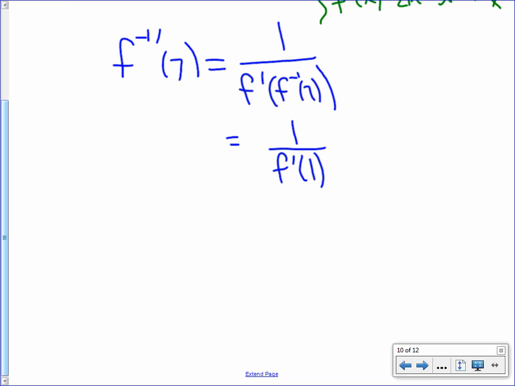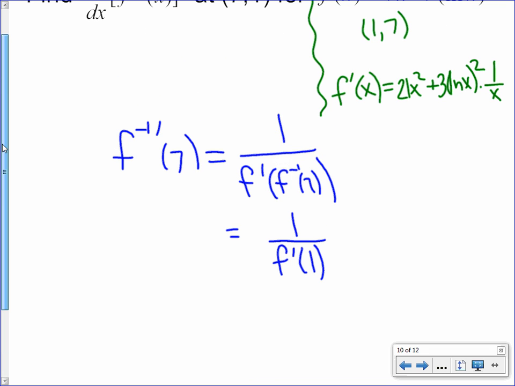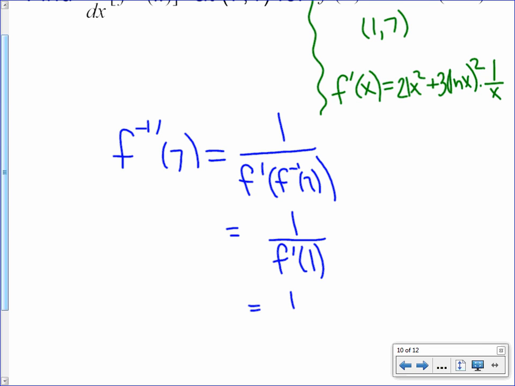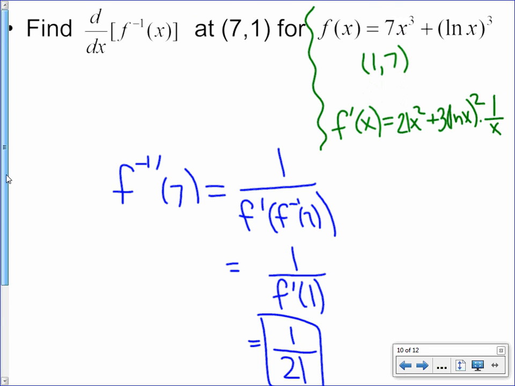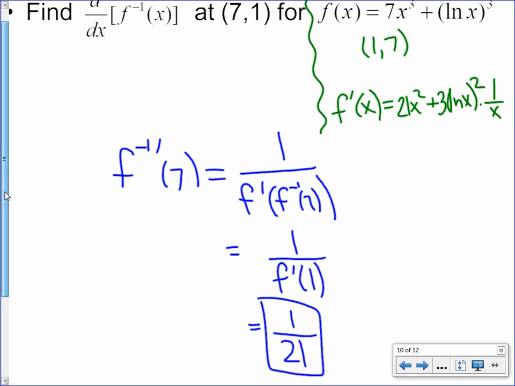Okay? So now, when we plug 1 into our derivative, what do we get? The natural log of 1 is 0, yes. So we have 1 over 21. Well, it's just the point. We know the inverse at 7 is 1.